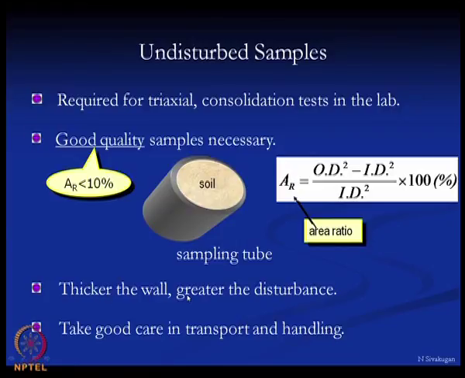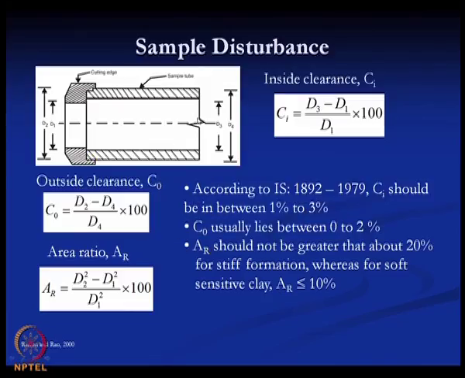The thicker the wall of the sampler tube, the greater the disturbance. Then take good care of the transport and handling of the soil sample. Once we collect the soil sample, we have to take care in its transportation and handling so that the soil does not get disturbed. Now, in the IS code recommendation also, one is the area ratio, which should be less than 10%. In addition to that, the IS code recommends a few other conditions for undisturbed samples.